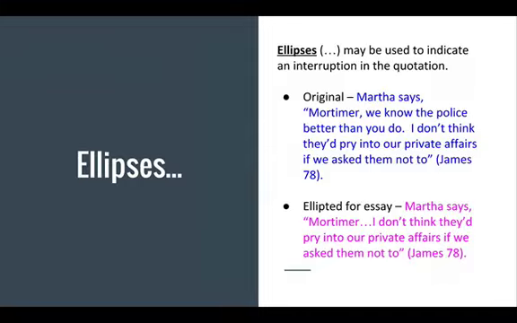So when you quote textual evidence, you might want to use ellipses to indicate an interruption in the quotation. You might not need all of the quotation. Remember, we want to use the most important and the most valuable parts. So, for example, the original is, Martha says, "Mortimer, we know the police better than you do. I don't think they'd pry into our private affairs if we asked them not to." For the ellipted version, you could say, Martha says, "Mortimer, ... I don't think they'd pry into our private affairs if we asked them not to."